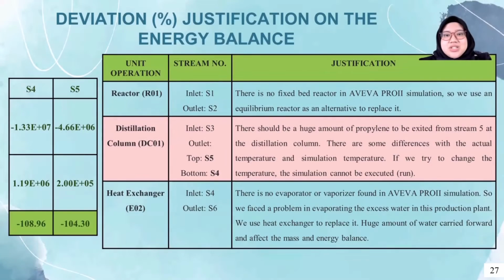So here are the justifications for the energy balance. For the distillation column, it involves stream 4 and also stream 5. So there should be a huge amount of propylene exiting from stream 5 at the distillation column. However, the amount exited is not what we expected. And also, there is some temperature difference between simulation and actual temperature. If we try to change the temperature, the simulation cannot be executed.